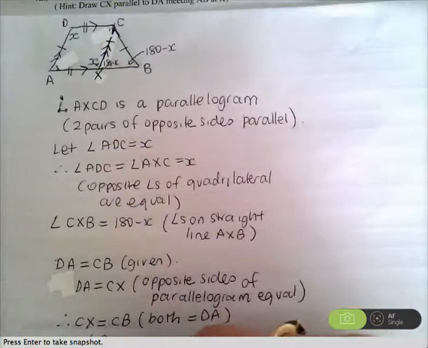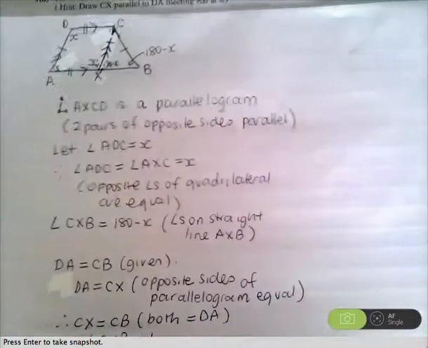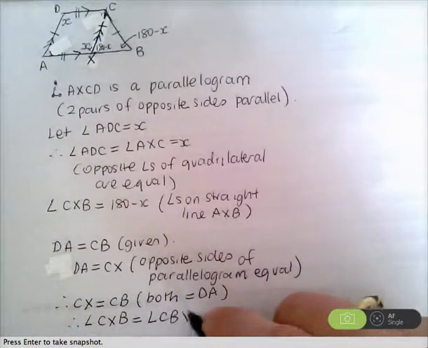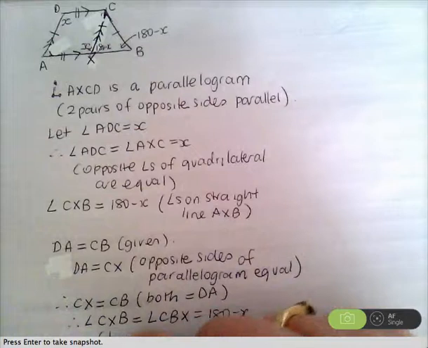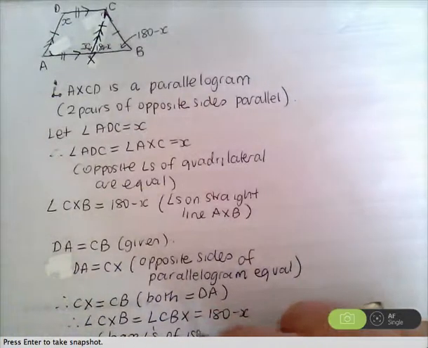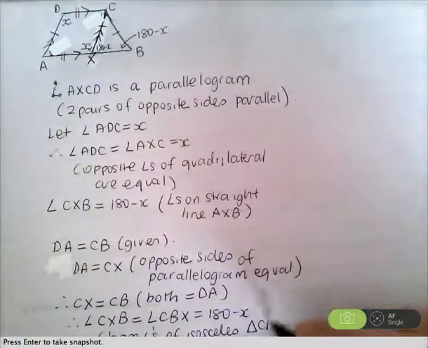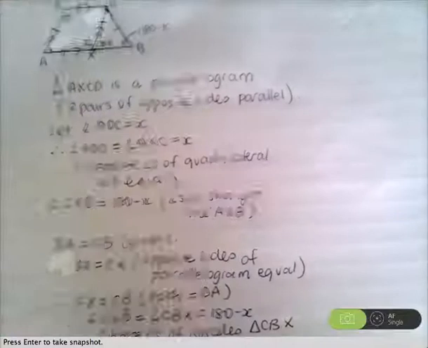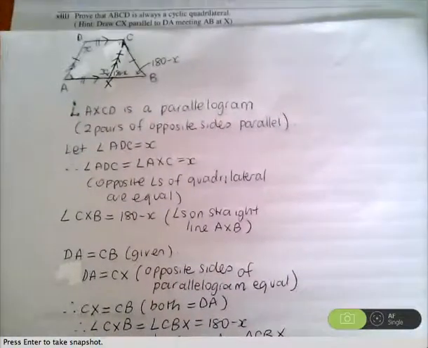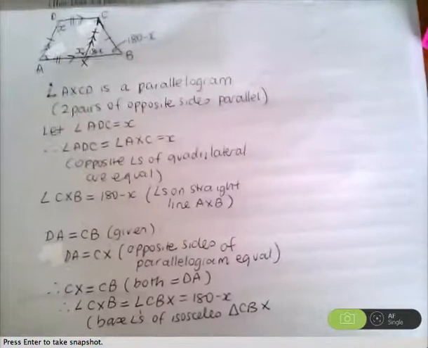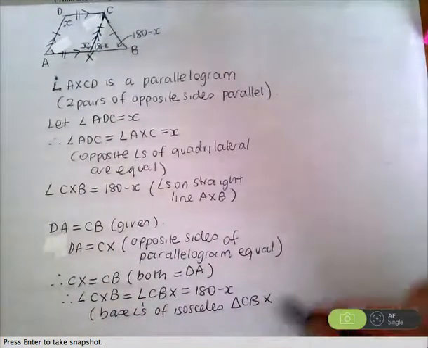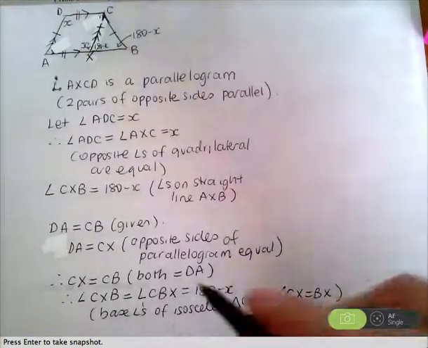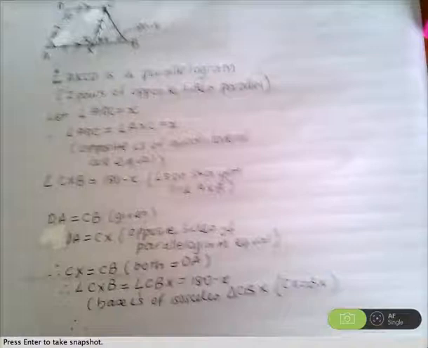Therefore, angle CXB is equal to angle CBX, which equals 180 minus x. Reason, base angles of isosceles triangle CBX. I'll just move this all up. I'll just move this back a bit too. So we've got base angles of isosceles triangle CBX, because of course we know that CX equals BX.